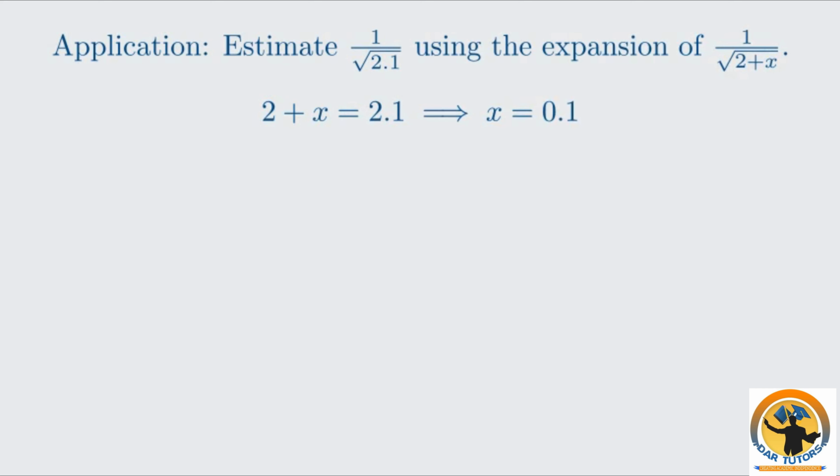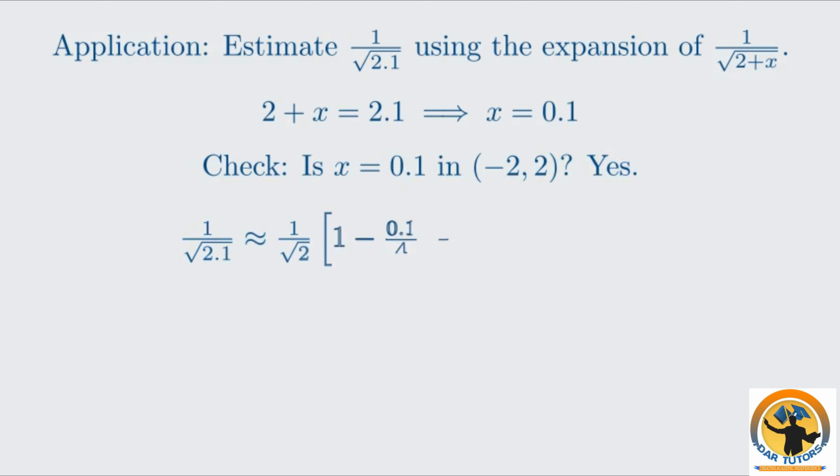First, we must check if this value of x is within our interval of convergence. Our interval was -2 < x < 2. Since 0.1 is within this range, the approximation will be valid. Now we substitute x = 0.1 into our expansion.